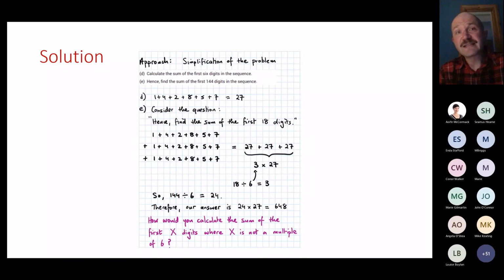And the teacher then could ask further probing or open-ended questions leading to higher level thinking, such as, well, how would you calculate the sum of the first x digits if x was not a multiple of 6? So instead of asking them to calculate the sum of the first 12 or 18 or 144 digits, what about the sum of the first 147 digits, which would be a slightly more complicated question again.